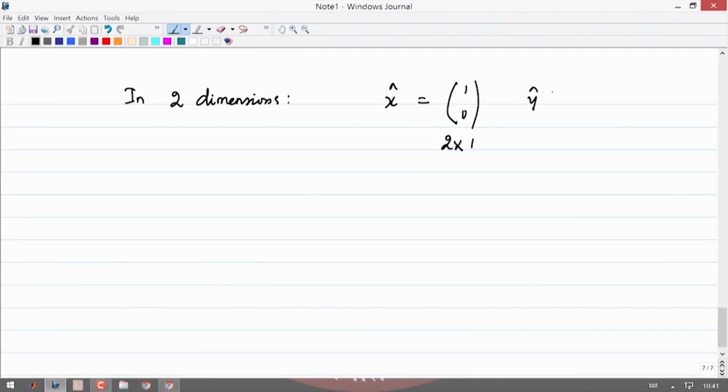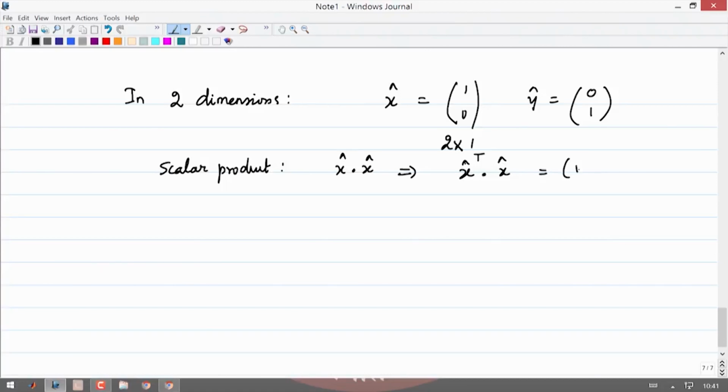The unit vector y is represented as 0 1, and in matrix form the scalar product between these vectors, if you want to write x dotted x, is actually x transpose, the transpose of this column, multiplying the vector itself. So, the transpose of 1 0 is a row vector.